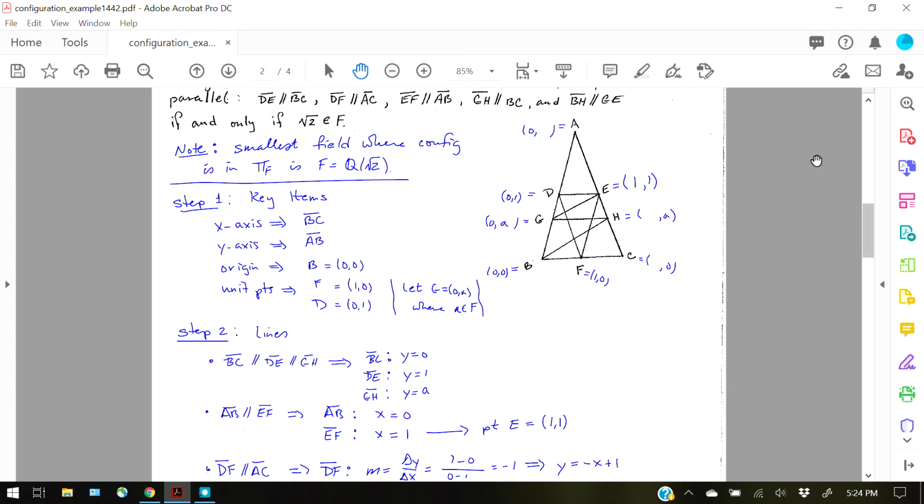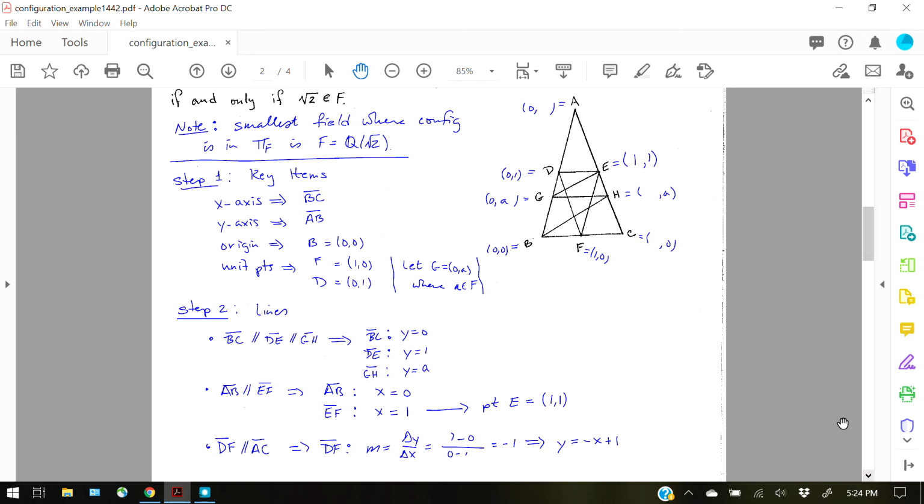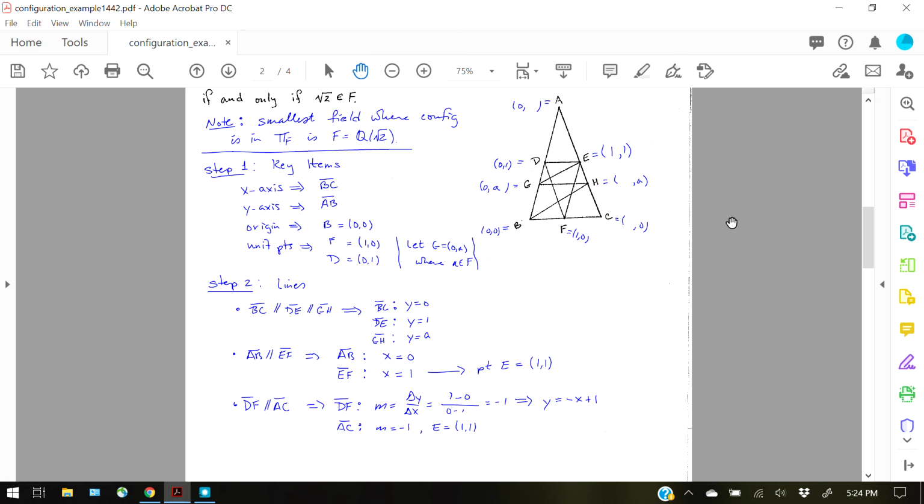Okay. Now, this doesn't pick us up any extra points right here, but it does give us the equation of the line A through C. So if we have A through C, the line, we know the slope is -1 because it's parallel to DF, and we also have the point E that we already found on that line. So putting those two pieces of information together, we have the equation of a line is y minus 1 equals -1 times x minus 1, and we'll just go ahead and simplify that.